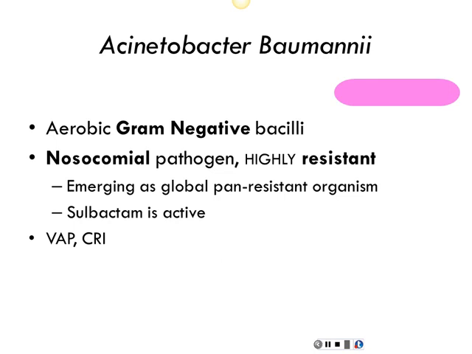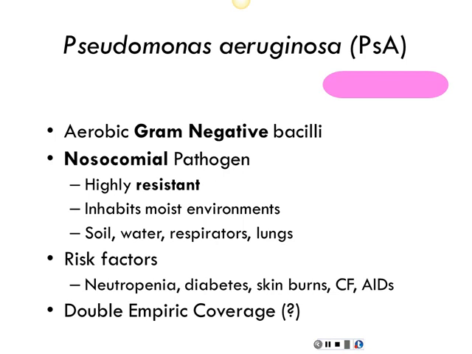Acinetobacter, one of the main things to think about is that it is susceptible to the sulbactam component, so Unasyn becomes drug of choice. Even though Unasyn itself isn't used for MDR pathogens in general, it's the sulbactam component that allows it activity against Acinetobacter. So if it cultures out, then we want to move to Unasyn treatment in those patients. So again, ventilator-associated pneumonia, CRIs, where it's nosocomial-based. Lots of resistance.